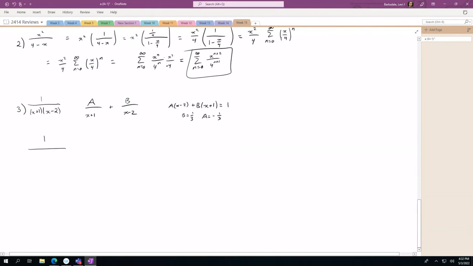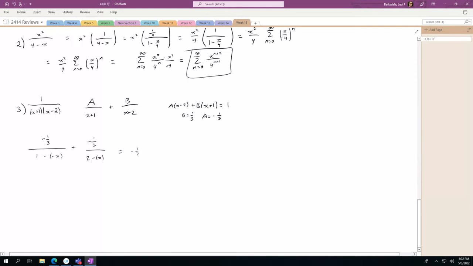Well, then I can rewrite this as negative 1/3 over x plus 1. But I'm going to write this as, of course, x plus 1 is 1 minus negative x. And I can write this as plus my b, which is 1/3, over x minus 2. Again, I'm going to write this as negative 2 plus x. And in fact, I'm going to write this by moving my negative to the top, or you can think about it as multiplying by negative 1 over negative 1. Then I have, instead of a negative 2, positive 2 minus x, and a negative 1/3 on top.